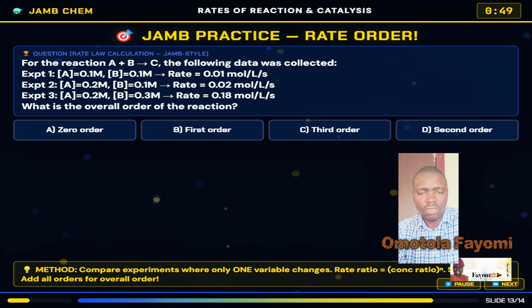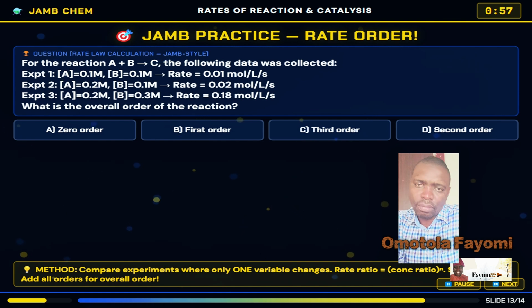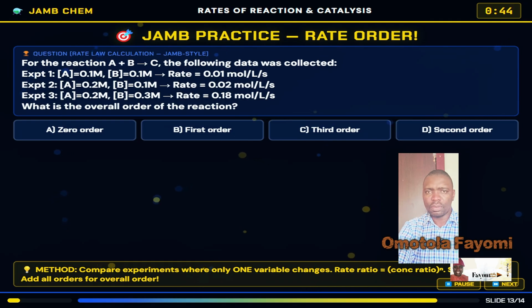The rate ratio equals 2. Concentration ratio equals 2. 2 equals 2 to the power n. So n equals 1. First order in A. Now compare experiment 2 and 3. Concentration of A is the same in both, 0.2 molar. Concentration of B triples from 0.1 to 0.3 molar.